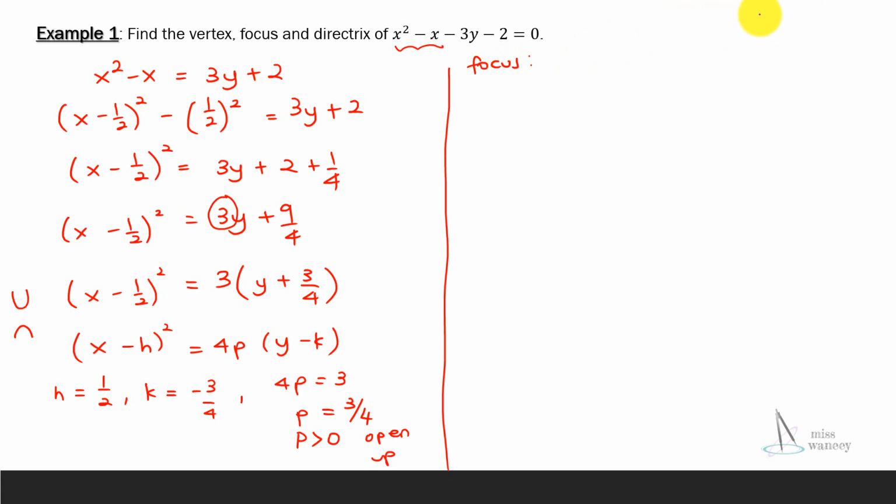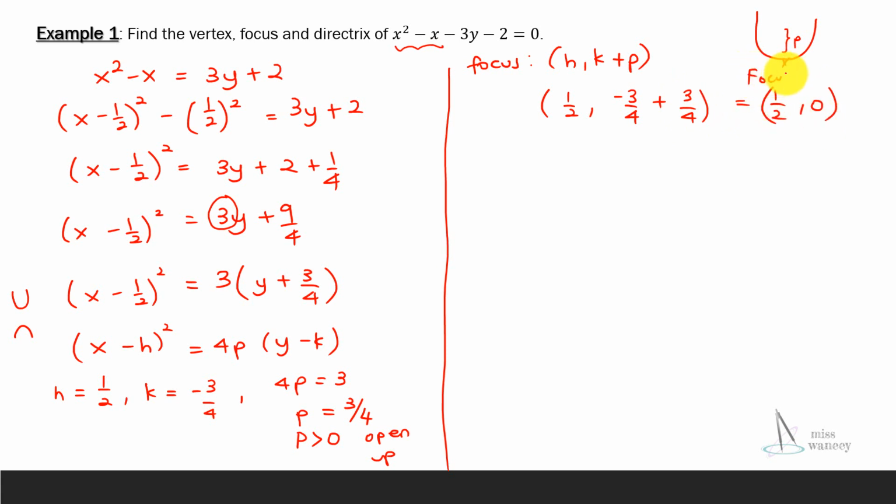So imagine this is your graph and this is our vertex. The distance here is p, so I should add the p to the y. So this one is going to be h and then k plus p. So the focus will be h, which is 1/2, and then k plus p. So we're going to get −3/4 plus 3/4. So this one is going to be 1/2 and 0. So that is the focus.